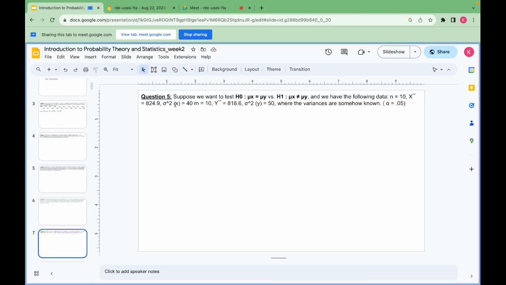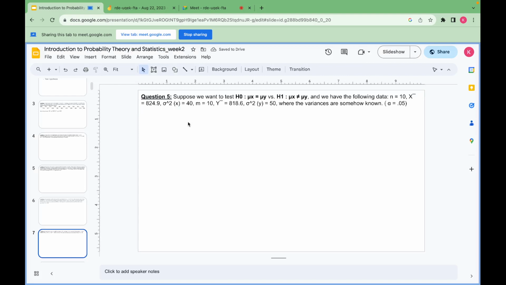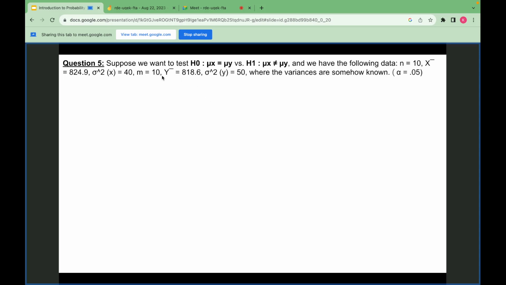Then m is given, m is the sample size for population y. The average of y is given, which is 818.6. The variance of y is given, which is 50. And we are taking the assumption that the variances of the populations of x and y are the same, and these are the samples.